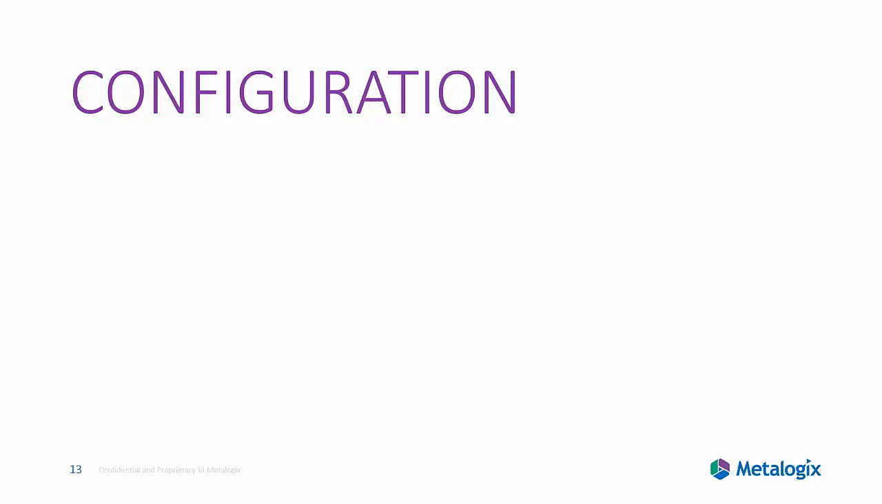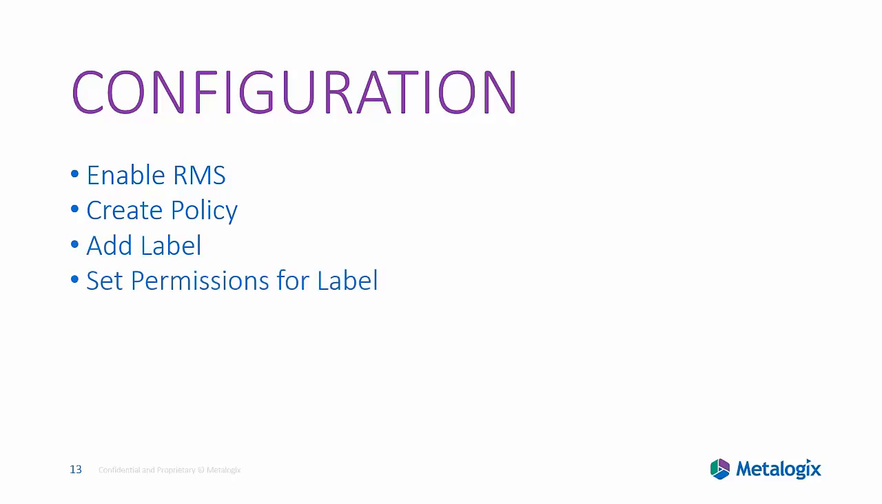So from a configuration protection perspective, how do we go about configuring this? How do we spin up Azure Information Protection? Well, for starters, you need to enable Rights Management Services, and that's actually done through your old RMS portal or your old Azure portal. I'll show you that in a bit. Once you've enabled it, you'll have the new features for Azure Information Protection. You create a policy, you add a label, you set a permission for the label.